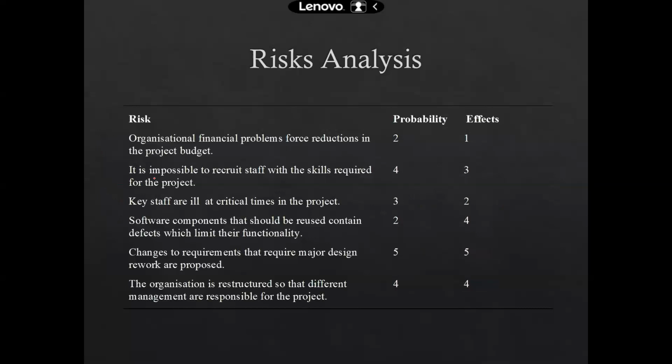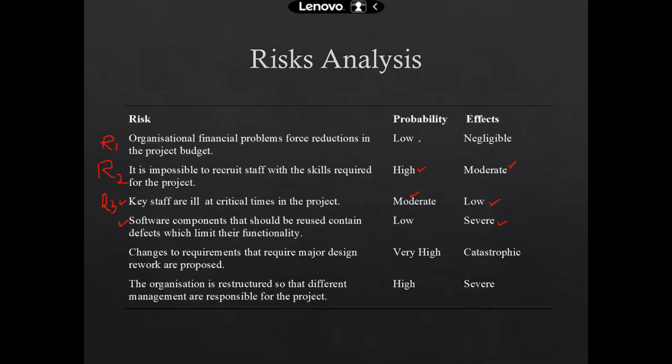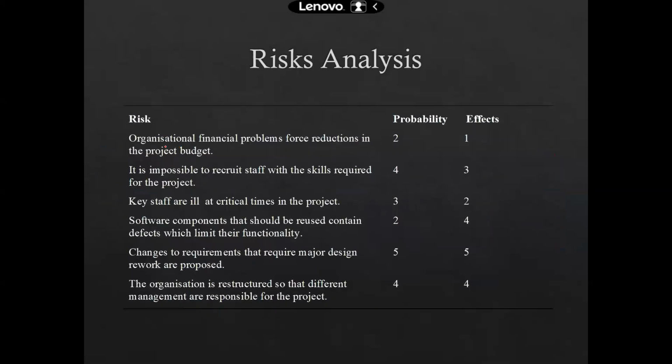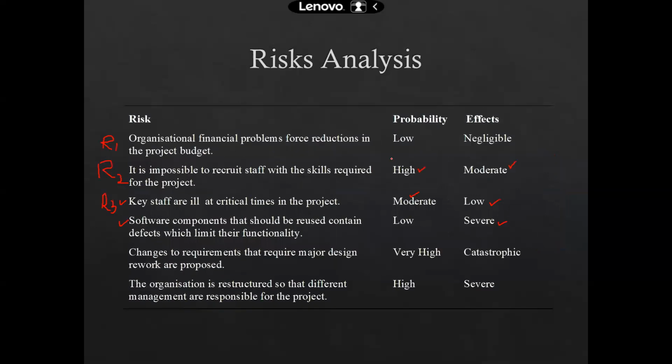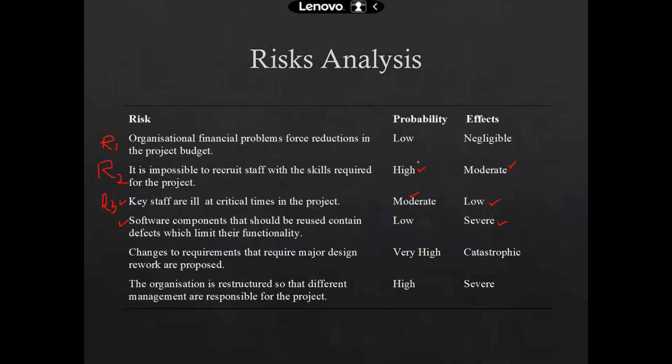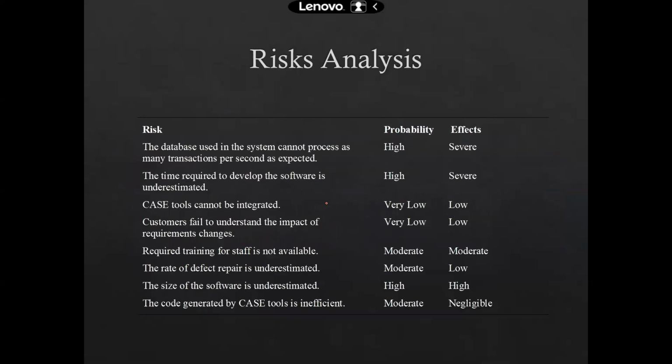Now, once you have identified these risks, like probability is low and negligible. According to the scale given over here, the low is 2 and negligible over here is 1. So when you say that you have low risk and negligible consequences, then we quantify this R1 over here as 2 and 1, right? Because 2 over here is low and negligible. So I hope this is pretty much understandable.